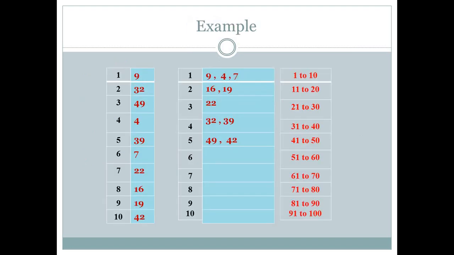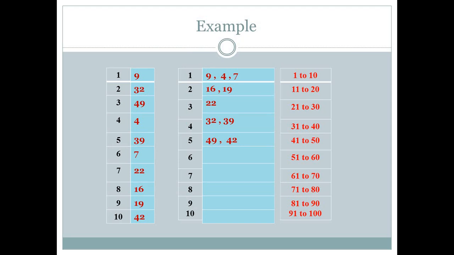So here is our example. For example, we have 10 numbers, which are 9, 32, 49, 4, 39, 7, 22, 16, 19 and 42. So here observe that we have numbers in the range of 0 to 100.